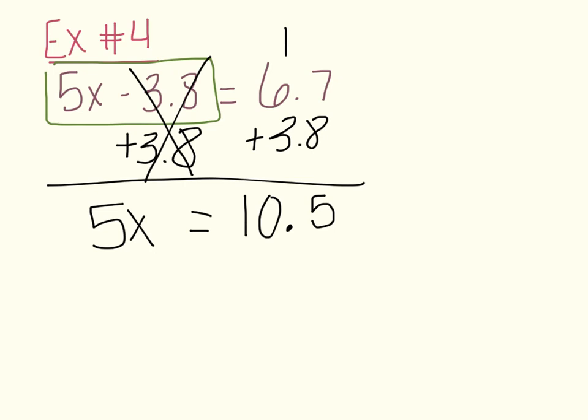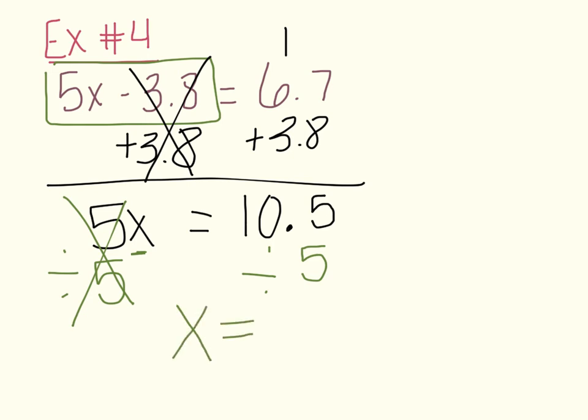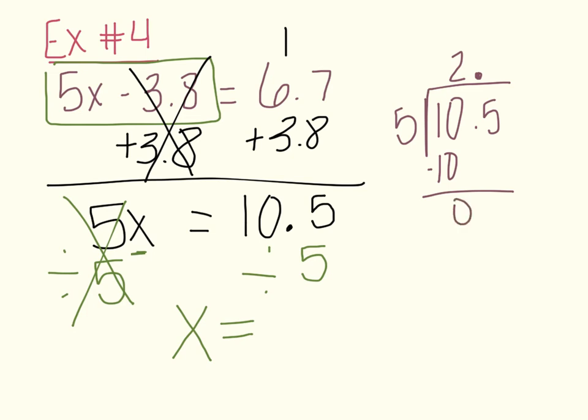Now the last step is to get x by itself, so we're going to be dividing by 5 because that is the opposite of multiplication. This side crosses itself out, so we're left with x. And now let's divide 10 5/10 divided by 5. We bring that decimal straight up. 5 goes into 10 2 times with 0 left over. Bring down the 5. And 5 goes into 5 one time evenly. So we have x equals 2 1/10.